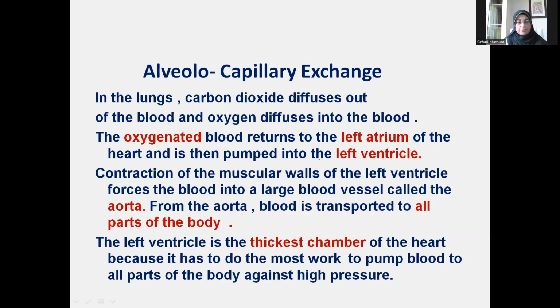Of course, alveolo-capillary exchange is important, just like capillary tissue exchange is important. And of course, you know that they are opposite to each other.